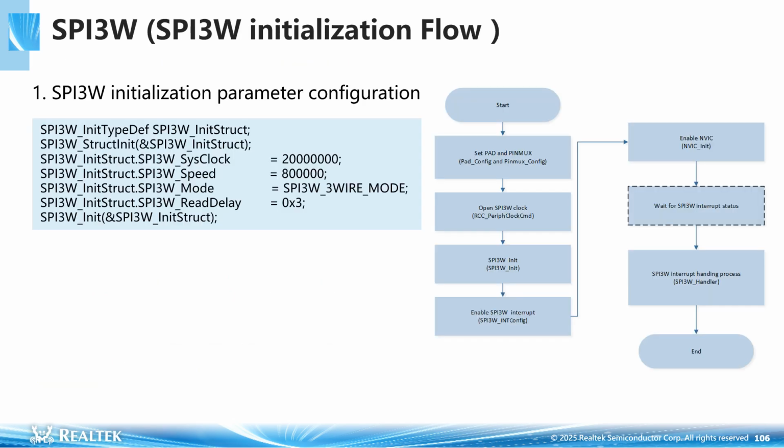The SPI 3-wire initialization process is as follows. Step 1. Set up pad and PINMUX. Step 2. Enable the clock signal for SPI 3-wire. Step 3. Configure the SPI 3-wire parameters: transmission clock, data format for transmission, and delay time for reading and writing data. Step 4. Initialize based on the configured parameters.